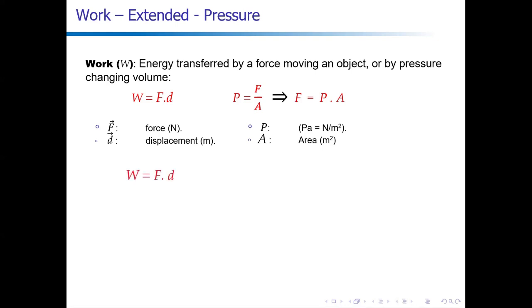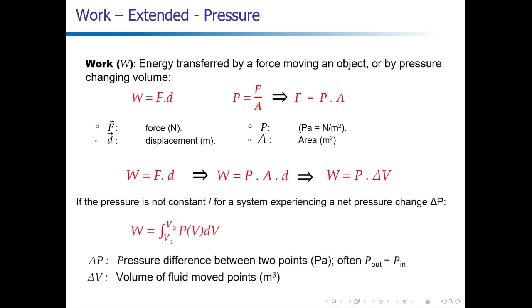Now, if we substitute force equals pressure times area into the work equation, we get work as pressure multiplied by area multiplied by distance. And since area multiplied by distance is a volume, we can further reduce this to work equals pressure multiplied by the volume of fluid moved. This is the equation for pressure volume work when pressure is constant.